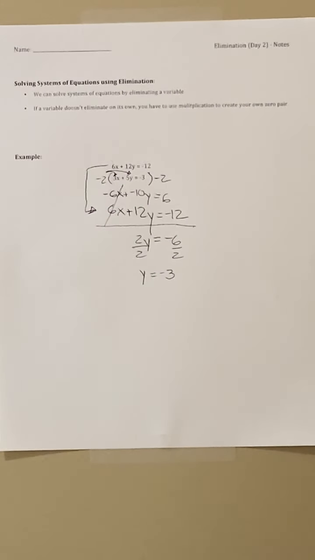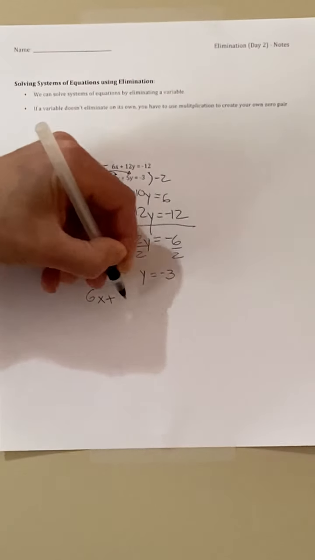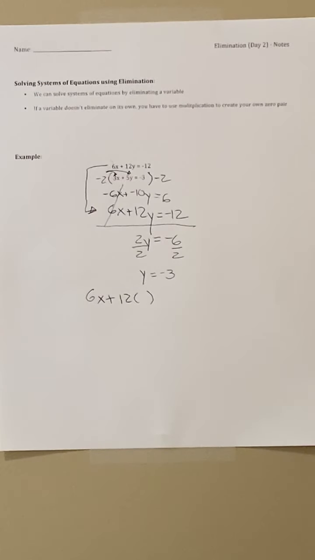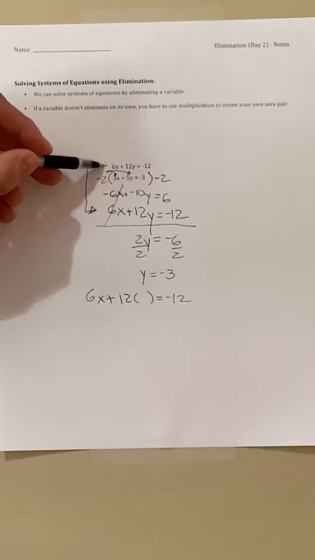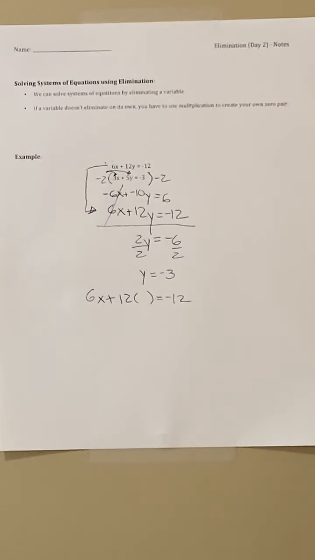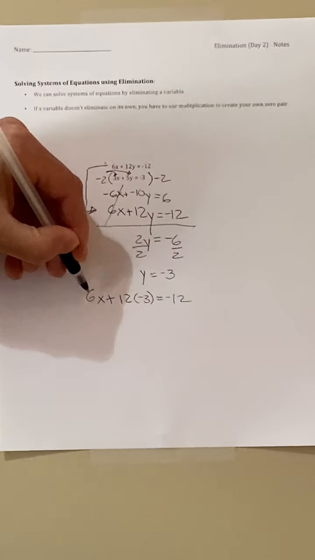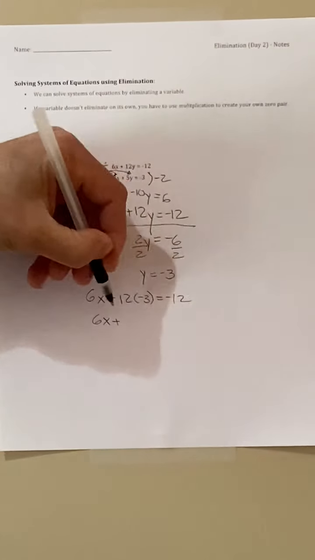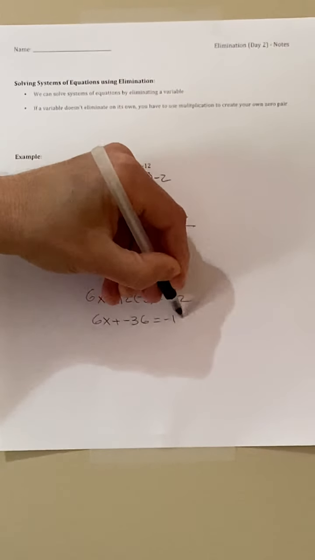Okay. Next step now is to solve for x. Let's take my first equation, 6x plus 12, and let's leave a blank here for y because I already know what y is. I've solved for y equals negative 12. Okay, so I just took my first equation, leaving a blank space for y. Let's plug in the value of y that we found. So I have 6x, 12 times negative 3 is negative 36 equals negative 12.